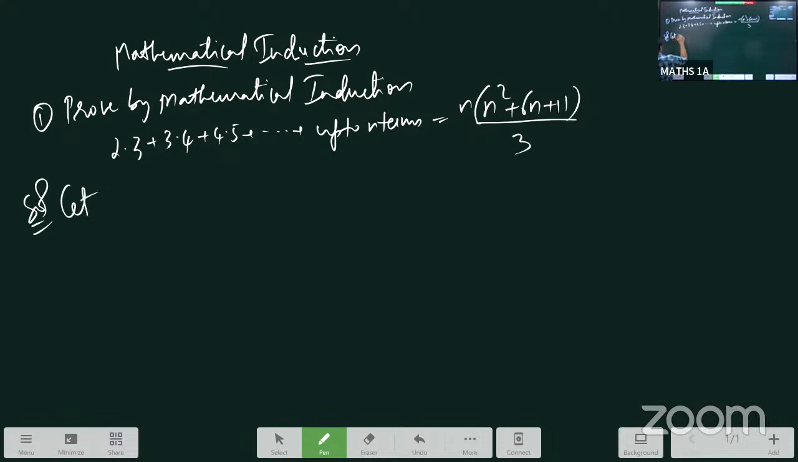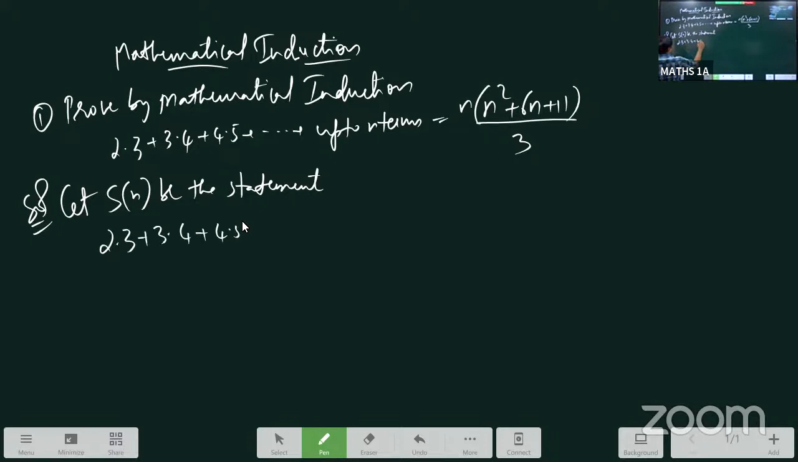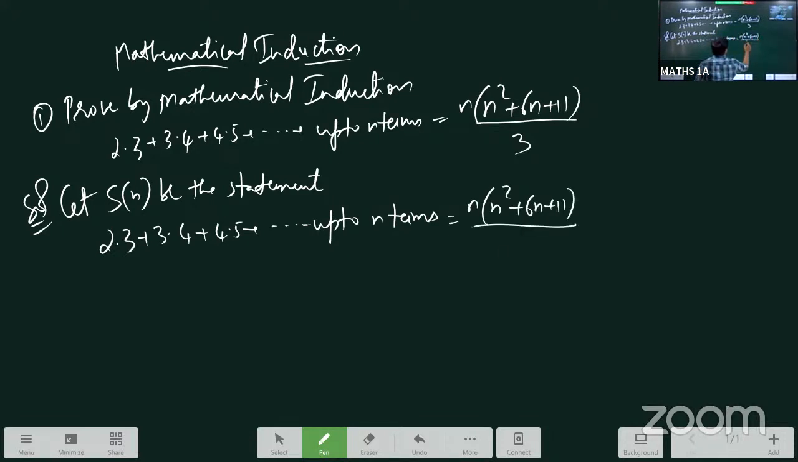Let S of n be the statement. What is that statement? 2 into 3 plus 3 into 4 plus 4 into 5 plus so on up to n terms is equal to n into n square plus 6n plus 11 by 3. Here, what is missing is the nth term. So let us first find the nth term.